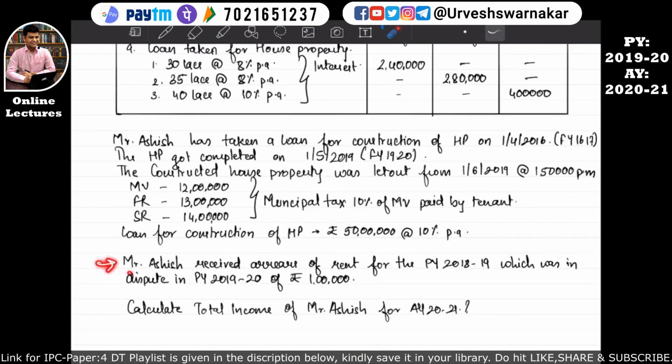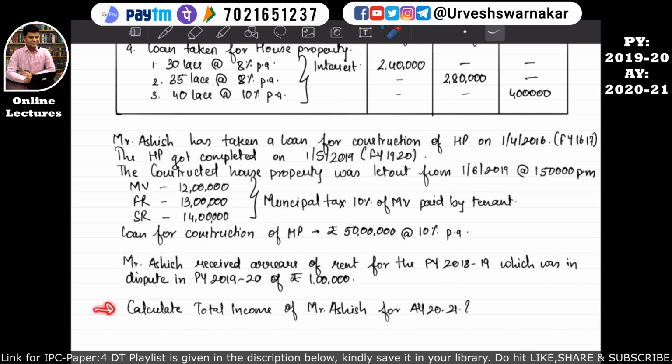Then the last point says Mr. Ashish received arrears, that is outstanding rent, for the previous year 2018-19, which was in dispute in the previous year 19-20, of rupees 1 lakh. So let's read this again. Mr. Ashish received arrears of rent for previous year 2018-19, which was in dispute in previous year 19-20, of rupees 1 lakh. So that means Ashish received this 1 lakh of outstanding rent which was receivable by him in the previous year 18-19. What will be the treatment for this, that also we will see. This is a very simple part, do not take stress about this.